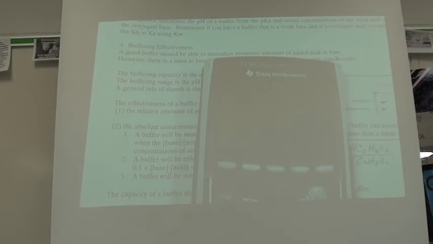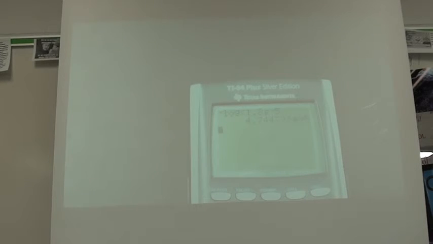Okay, the negative log of 1.8 times 10 to the negative 5th is 4.74. This buffer is useful and has a range of plus or minus 1 from 4.74: 3.74 to 5.74, right? Yeah. Okay.